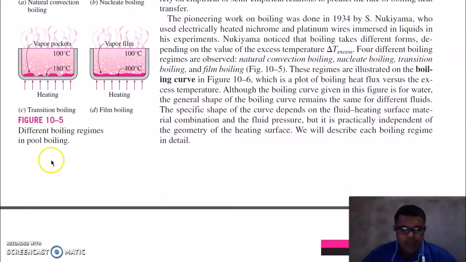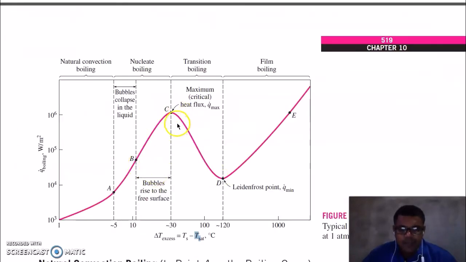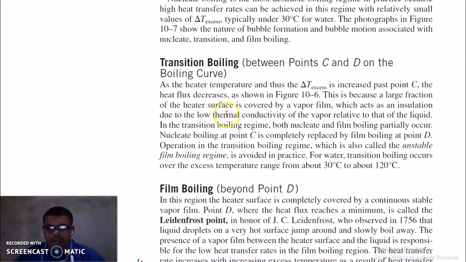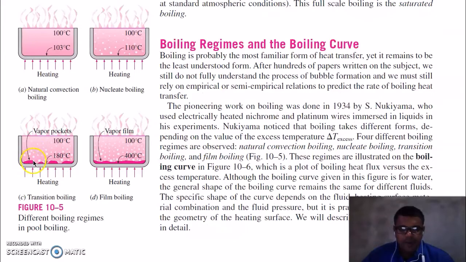In transition boiling, in this region, the heat transfer capacity starts to decrease because of the formation of vapor pockets at the surface, which will decrease the further heat transfer. This is because a large fraction of the heater surface is covered by a vapor film, which acts as an insulation due to the low thermal conductivity of vapor relative to the liquid. In the transition boiling regime, both nucleate and film boiling partially occur. So in the transition phase, it is partially film boiling. You can see this is the film on the surface, and partially nucleate boiling.